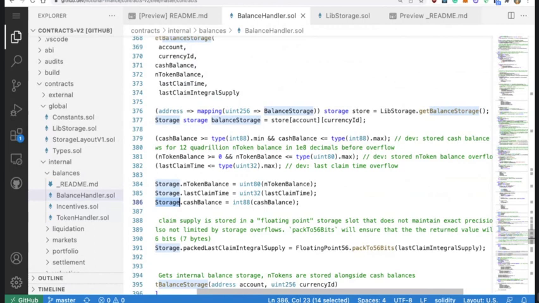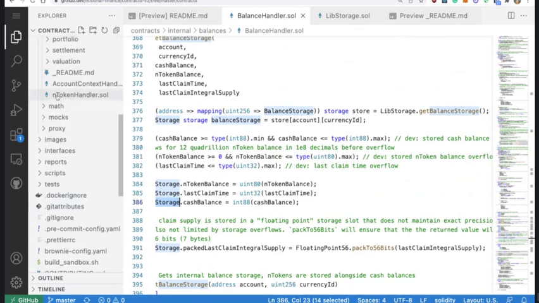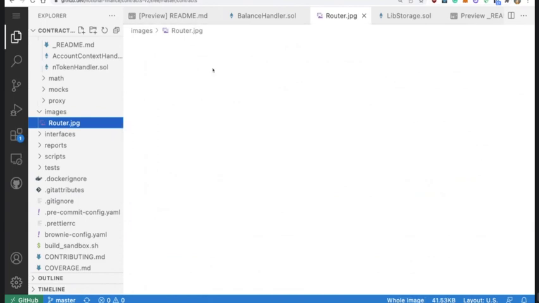Actually, this is a good place to start. In the root, there's a folder called images. Images, there we go. Okay, open that up. Wait, is that okay? There we go. Oh, sweet.